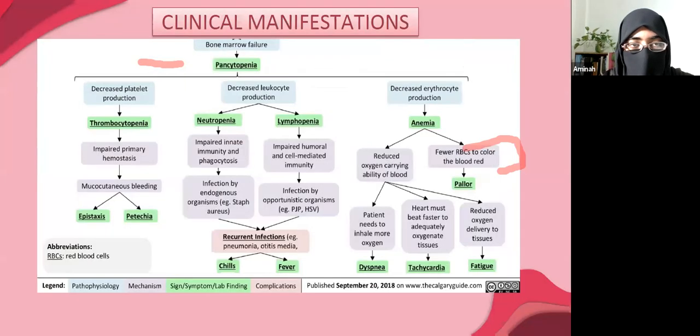Next slide. Okay, so the clinical manifestations in aplastic anemia are related to the signs and symptoms of bone marrow failure, which manifests as pancytopenia. So you would expect signs and symptoms of thrombocytopenia, leukopenia, and anemia. The most common presentation is usually due to fatigue, shortness of breath, bleeding and bruising tendencies, or a history of recurrent infections.